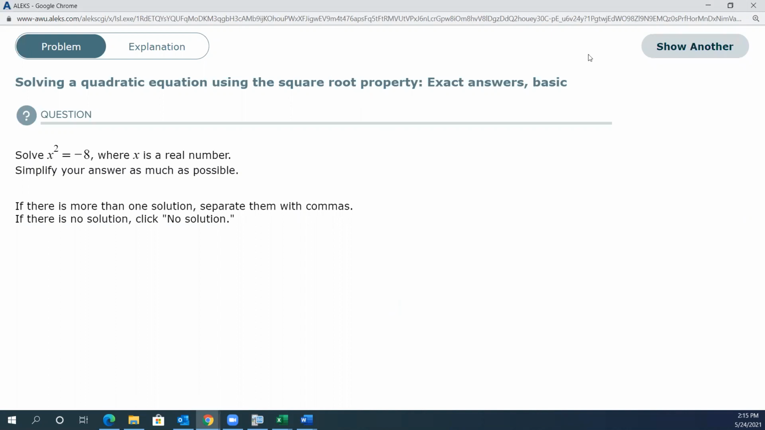Let's see if we get anything interesting here. Now this one, when you square root both sides, you're going to do square root of a negative number, so that's out of bounds. And so again, we get no solution for the answer.